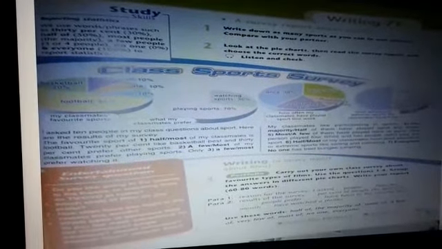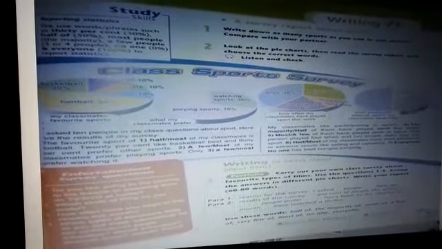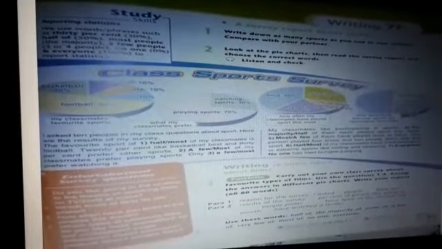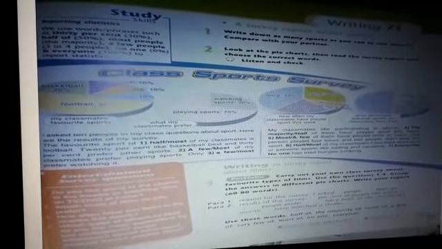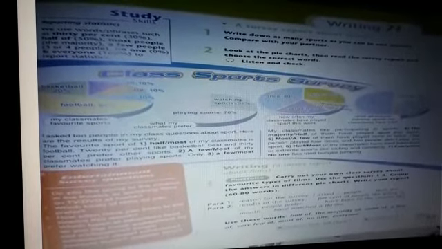So in exercise 2 we have a survey about sports and we look at the pie charts, read the survey and choose the correct words. So we have to choose the words that are used to report statistics.